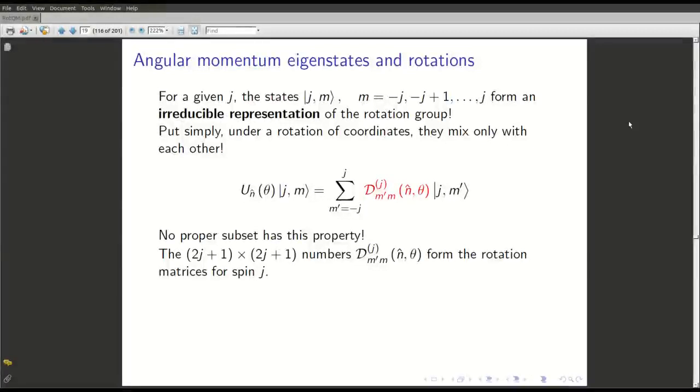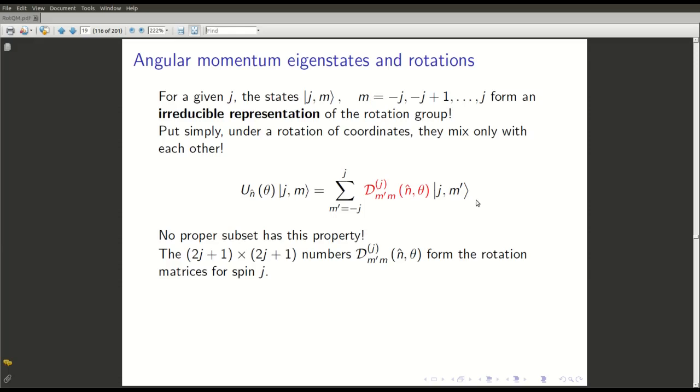We have seen that the action of the rotation operator on an angular momentum eigenstate gives rise to a linear combination of angular momentum eigenstates again, but this time with the same eigenvalue for j square but different corresponding eigenvalues for jz. So this was our relationship. And the matrices formed by the elements d^j_{m' m} contain all the information that is necessary to understand rotations, or the action of rotations on kets.